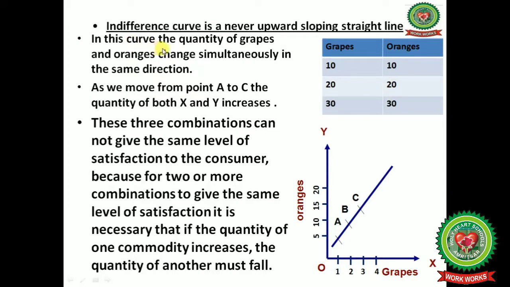In this curve, the quantity of grapes and oranges changes simultaneously in the same direction. As we move from point A to C in the diagram, the quantity of both x-axis and y-axis commodities increases. These three combinations cannot give the same level of satisfaction to the consumer, because for two or more combinations to give the same level of satisfaction, it is necessary that if the quantity of one commodity increases, the quantity of another commodity must fall.